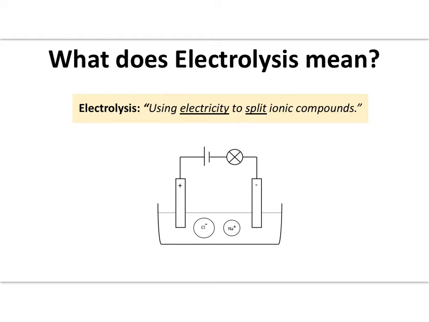So there are 2 parts to its name. There's the electro bit, and that refers to electricity in this instance. And then the second part is the lysis bit, and that comes from a word that means split. So electrolysis is about splitting compounds using electricity, and the compounds that we are going to split primarily are ionic compounds. At least, there has to be ions present for the possibility of electrolysis to be used.